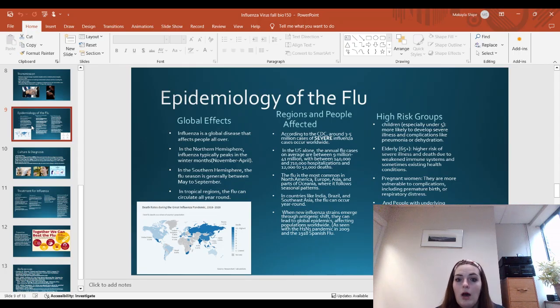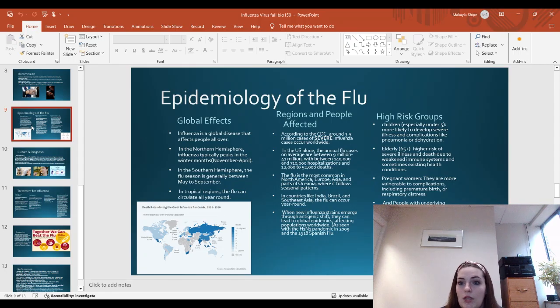The flu is the most common in North America, Europe, Asia, and parts of Oceania, where it follows seasonal patterns. In countries like India, Brazil, and Southeast Asia, the flu can occur year-round. When influenza strains emerge through antigenic shift, they can lead to global epidemics affecting populations worldwide, as seen with the H1N1 pandemic in 2009 and the 1918 Spanish flu.